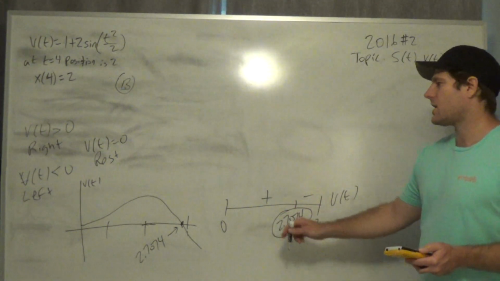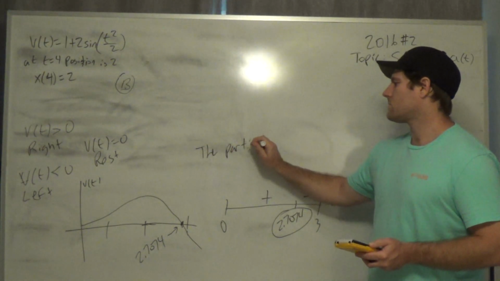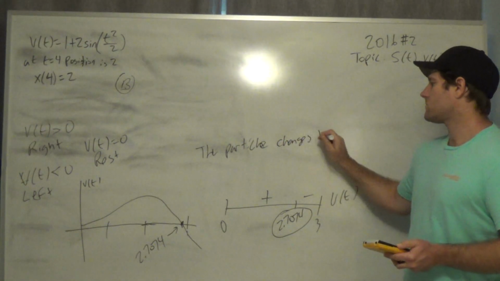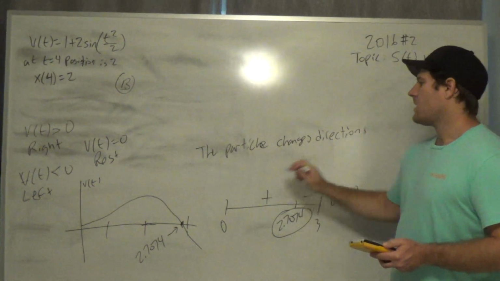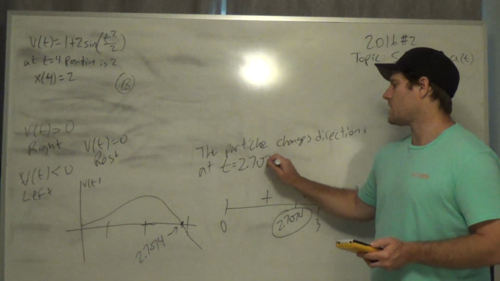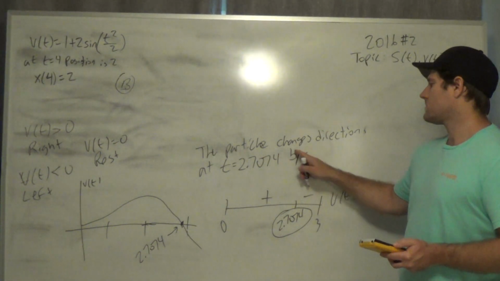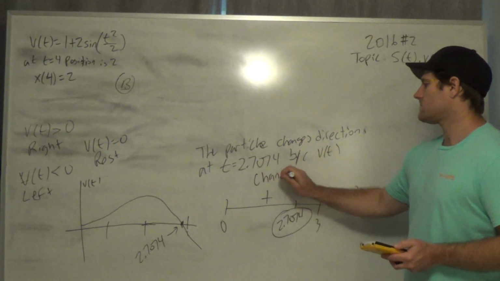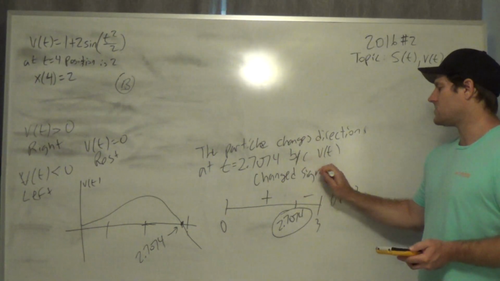Make sure you're labeling your sign charts. So I would say the particle changes directions at time equals 2.7074 because velocity changed signs. That's it. You could say velocity went from positive to negative, but velocity changes signs is enough.